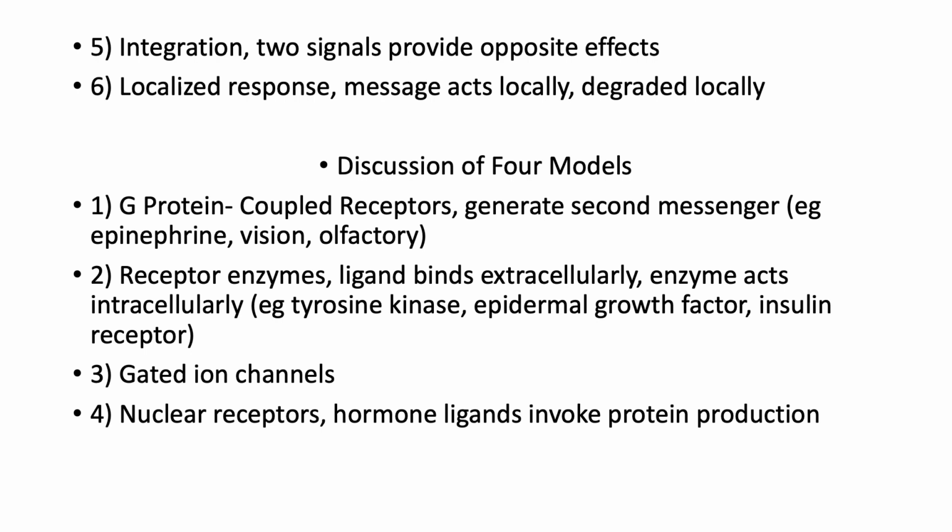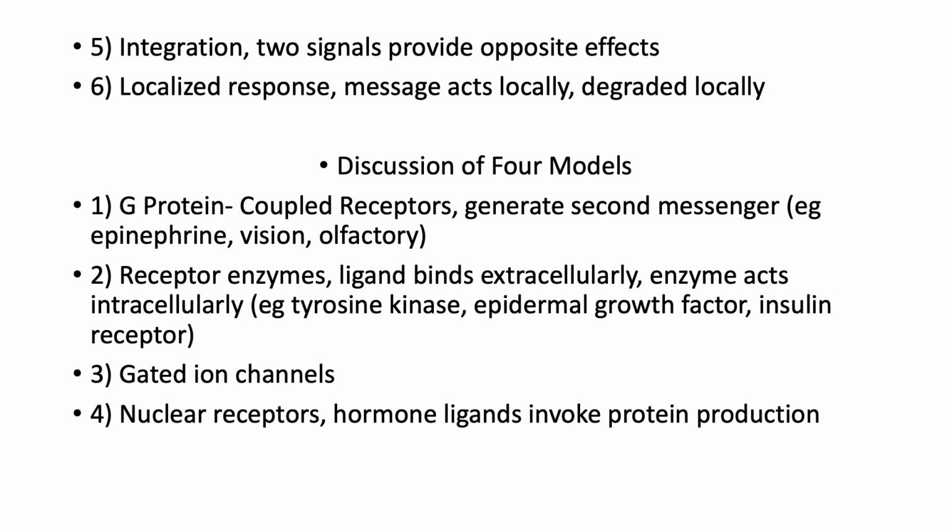So we have 4 broad categories that we'll be discussing. G protein coupled receptors generate a second messenger, such as epinephrine, vision, olfactory. Second model, receptor enzymes, where the ligand binds extracellularly and the enzyme acts intracellularly, such as tyrosine kinase, epidermal growth factor, insulin receptor.